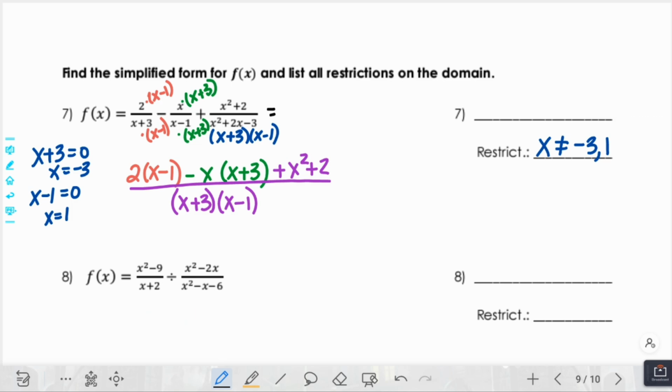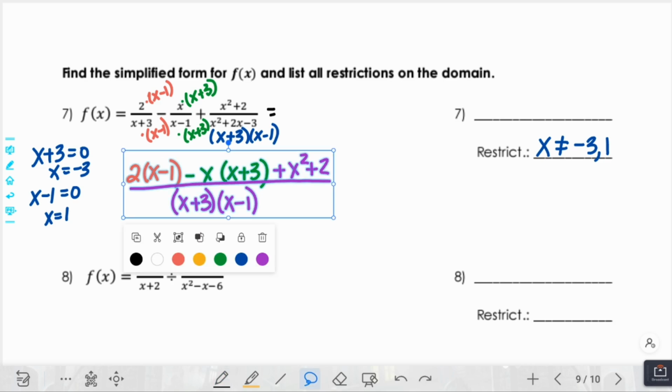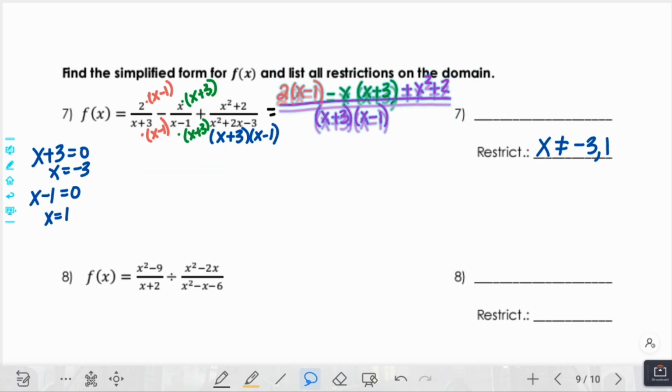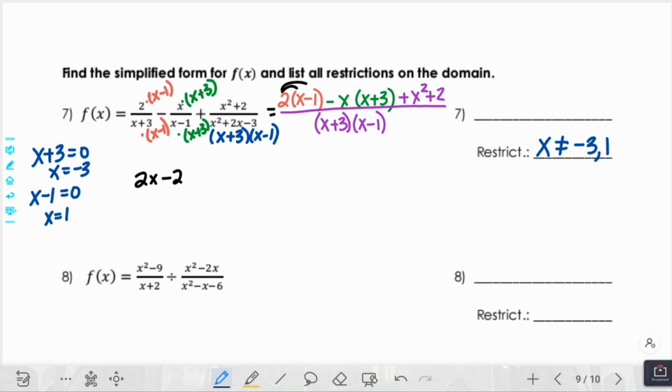So I'm going to shrink this a little bit and move it out of the way. Okay, so now to carry on with what we were doing. 2 times your x minus 1, we're going to distribute, is 2x minus 2. Then I have a negative 1x times x and times that 3. So that's a minus x squared minus 3x. Then I leave my purple x squared and plus 2 alone because I didn't have to do anything to those.